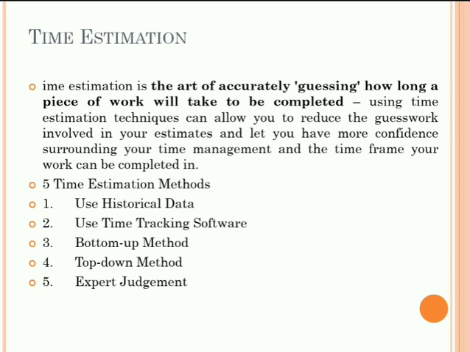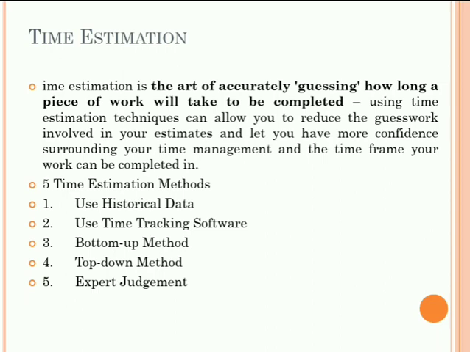We have seen different types of time estimation methods, by using historical data and different data. Historical data means using different documents related to projects that were undertaken before. Then we can estimate the time, meaning we can calculate the exact time here. After that, we have seen different methods: using historical data, time tracking software, bottom up method, top down method, and expert judgment. We have gone through all of these in detail.